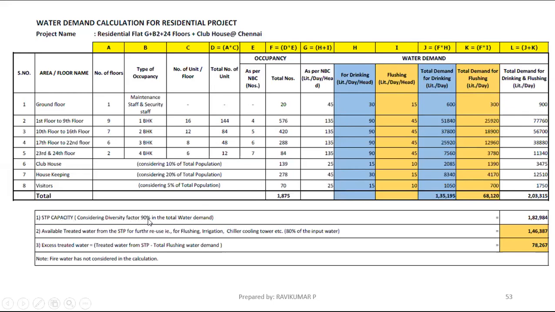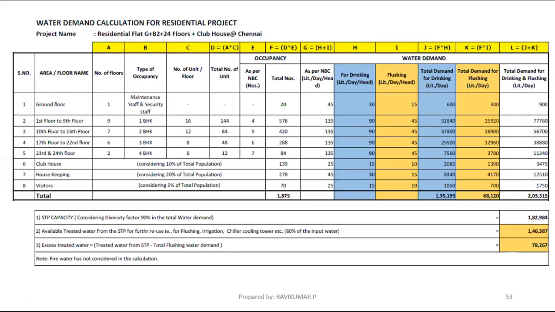Considering the diversity factor of 90% in the total water demand. This is the total water demand, 2 lakh liter only, or 200 kiloliter. If you take 90%, you will get 182 kiloliter, or 182,984 liter of capacity. So normally how do we give the capacity?